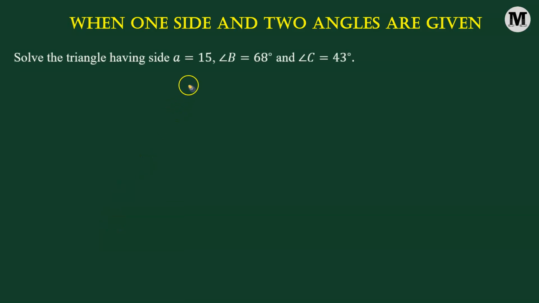Solve the triangle having side A equal to 15 units, angle B measures 68 degrees and angle C measures 43 degrees. Okay, let us begin. Let's quickly try to understand the problem graphically.